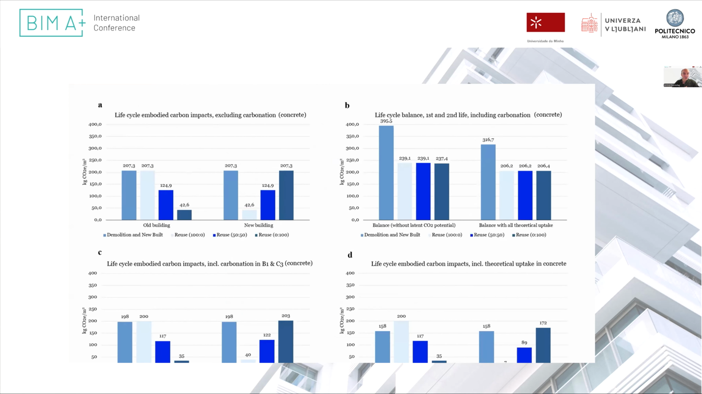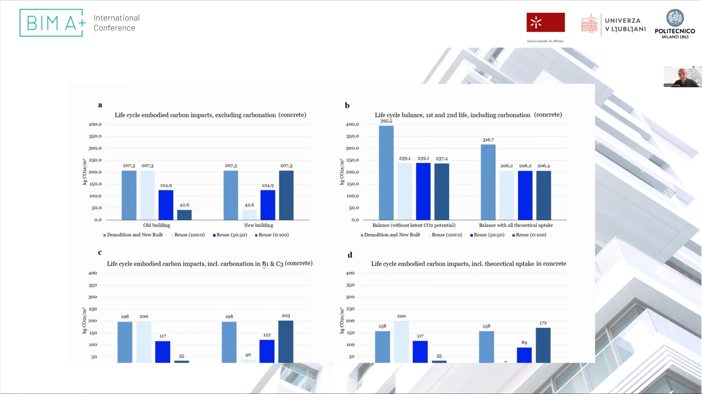We found some interesting findings when we used these different allocation approaches. Since carbonation is greater in the first years due to the square root of time model, if we use the 50-50 distributed allocation, then embodied impacts, including carbonation, are slightly higher in the second life cycle than in the first life cycle. If you look at these numbers, 117 or 122, or 200 and 203.